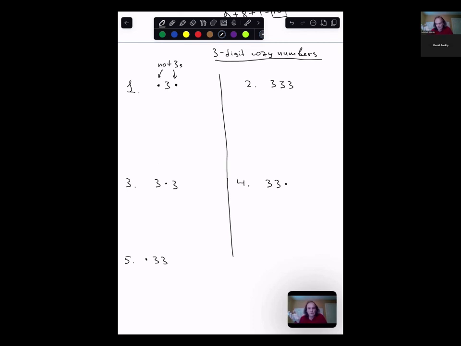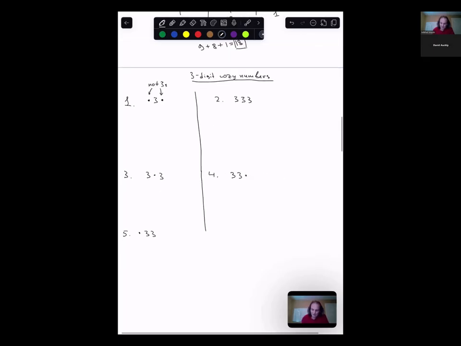So let's now count them all separately. I think the first one is actually the most complicated one. How many options do we have for the first digit here? It's 8, because it is not 3 and not 0. And for the last digit, it's going to be 9, because 0 is allowed there. So we get 8 times 9, which is 72.